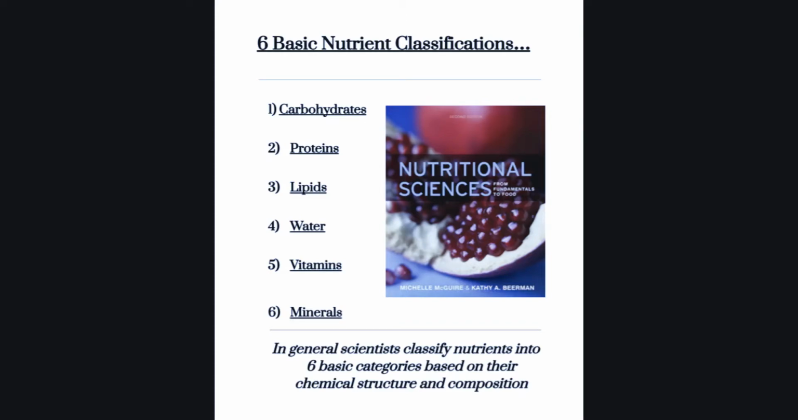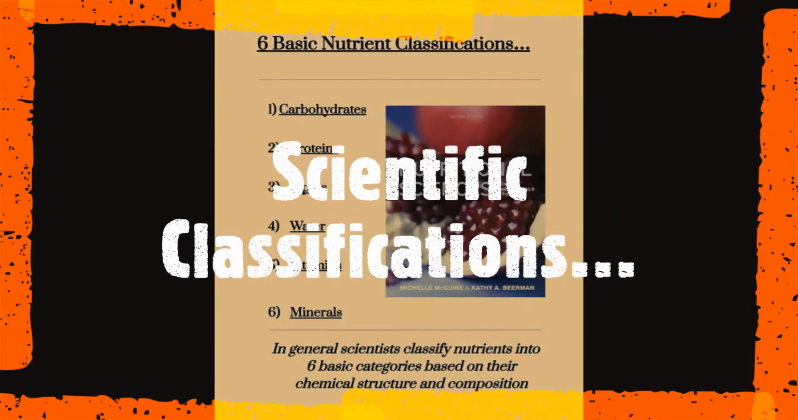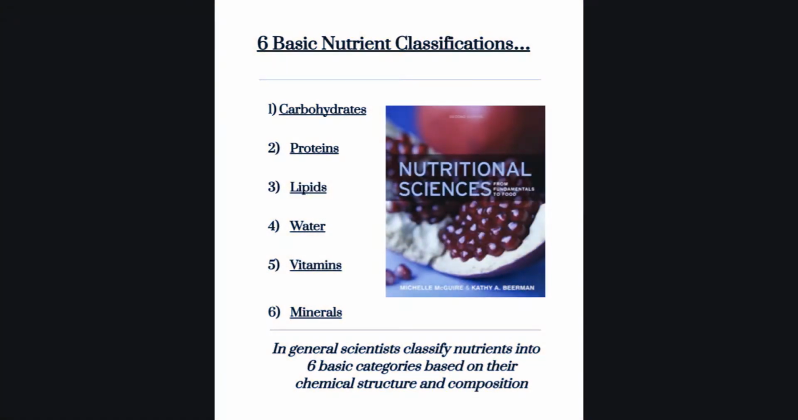In general, scientists classify nutrients into 6 basic categories based on their chemical structure and composition. Therefore, we have the carbohydrates, proteins, lipids, water, vitamins, and the minerals.